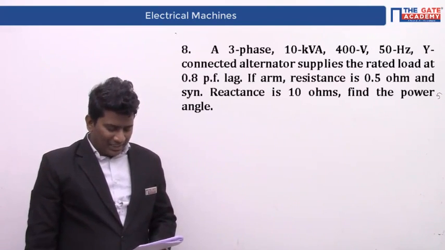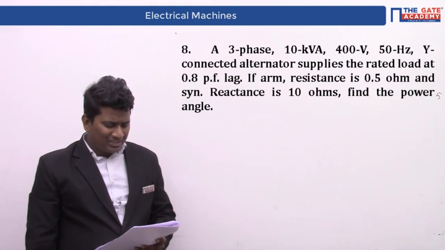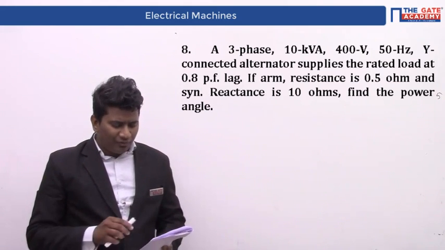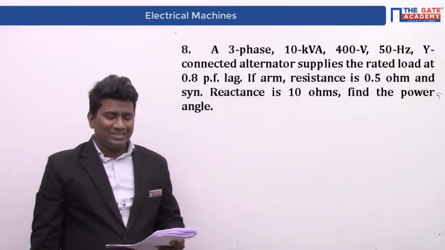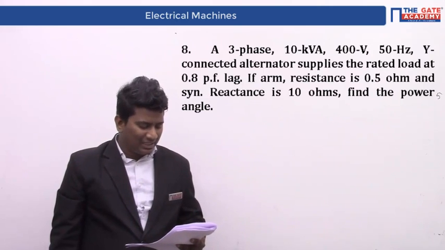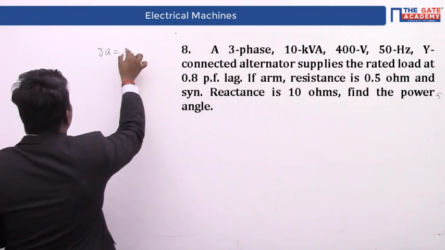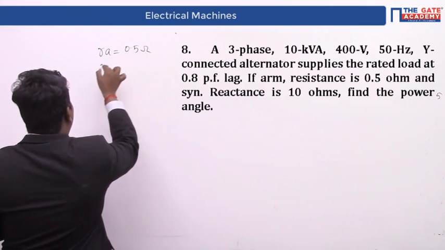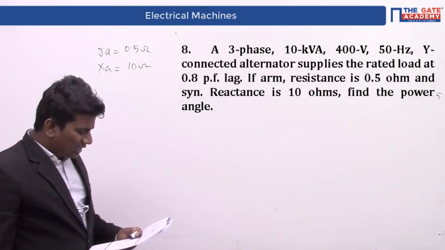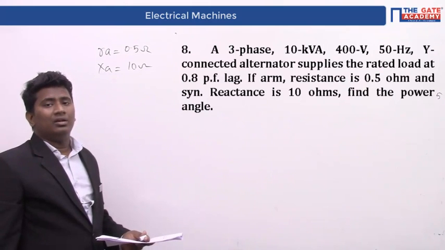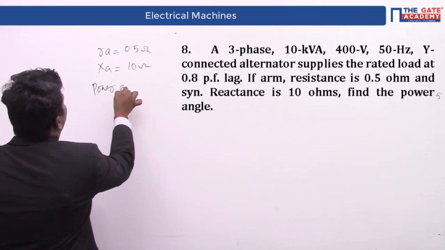A 3-phase 10 kVA 400 volts 50 Hz star connected alternator supplies the rated load at a power factor of 0.8 lag. If armature resistance is 0.5 ohm and synchronous reactance is 10 ohm. What they have given? Armature resistance is 0.5 ohm and synchronous reactance is 10 ohm. Now what they are asking is to find the power angle.